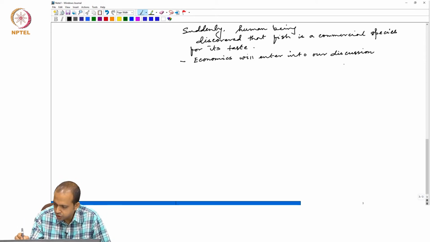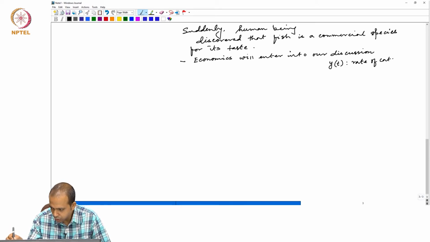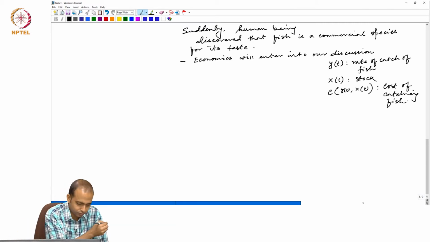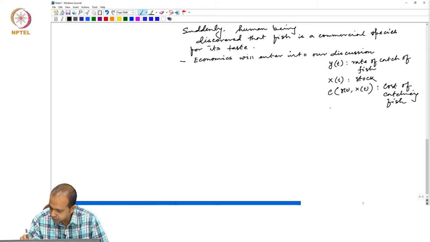So, once again let us assume that y t is the rate of extraction or rate of catch of fish, x t indicates stock, then c is again a function of cost of catch, and then P t is the price of fish.